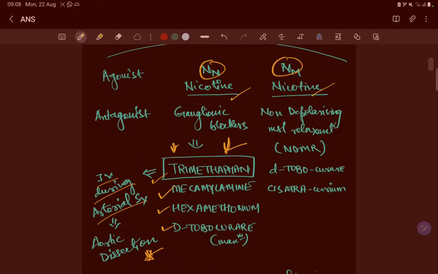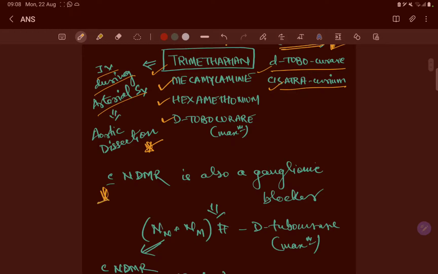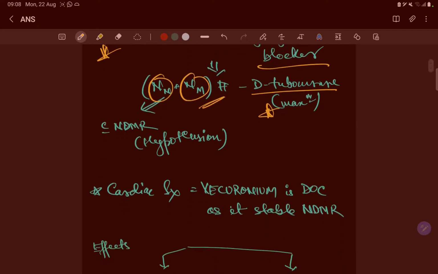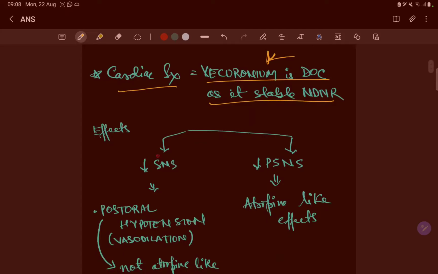Now, for the NM receptor we have NDMR, that means the non-depolarizing muscle relaxants, and examples are d-tubocurarine, cisatracurium. Now, which NDMR is also a ganglionic blocker? The answer is d-tubocurarine, because it acts on both NN and NM receptors. They will block both. In cardiac surgery, vecuronium is the drug of choice as it is a stable NDMR. Right? Now the effects are a decrease in the sympathetic nervous system and a decrease in the parasympathetic nervous system.